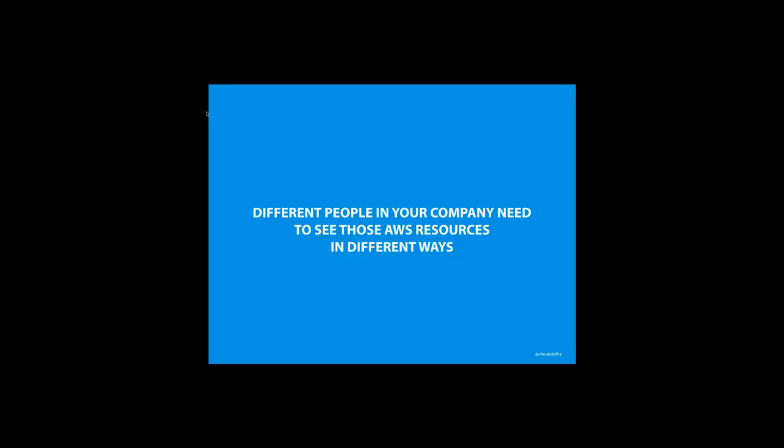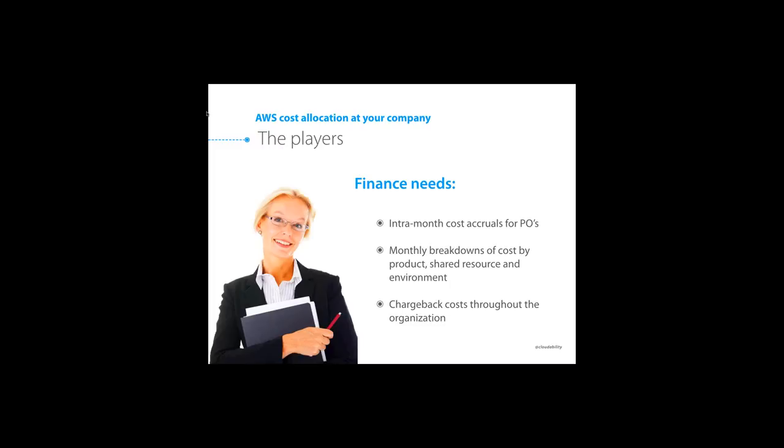So aside from that, we also see that different people in the company really want to see those AWS resources split out in different ways. They have different reporting needs. As we were looking at that poll question, some want to do chargeback, some just want to give visibility, others are helping to keep each team in check. And so let's talk a little bit about some of those different use cases and the problems that people run into. So the first group is really finance.